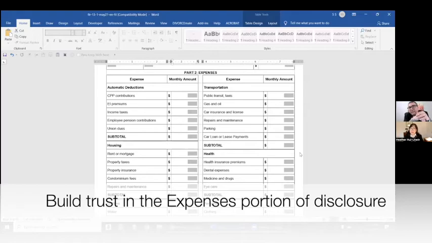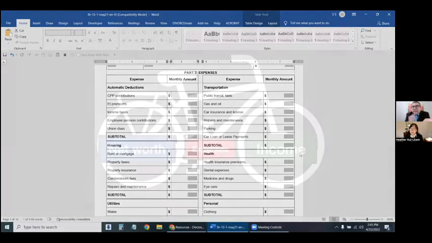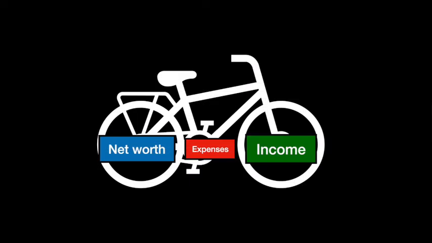I like to think of the expenses as the gear, the pedals, the middle of the bicycle. On the front end, you have your income. And on the back end, you have your net worth. And between your income and your net worth is money being spent or not being spent.